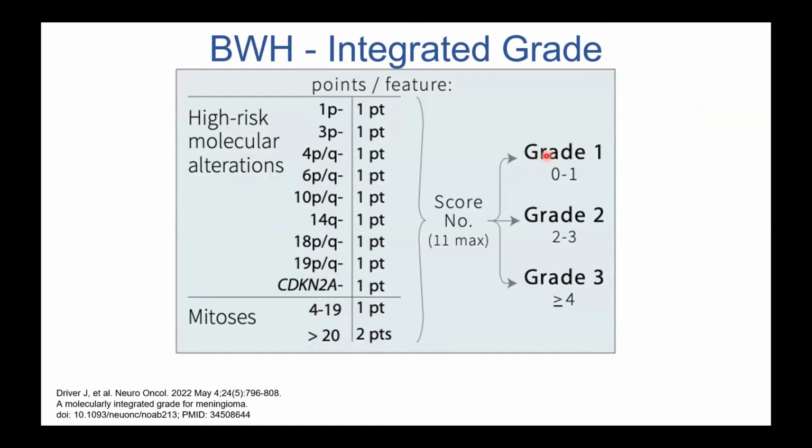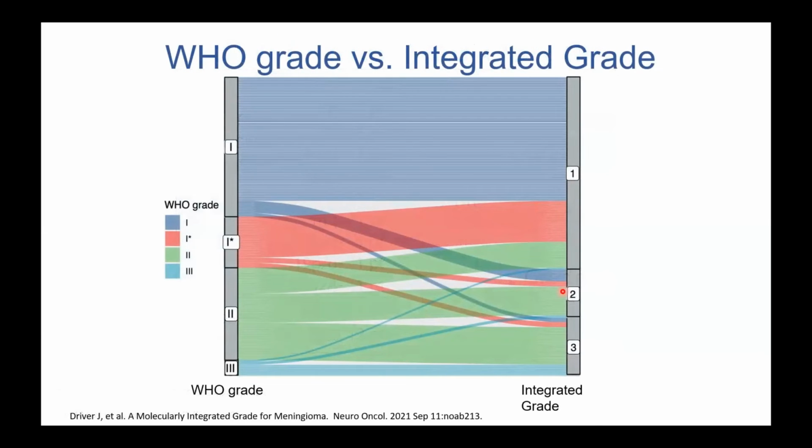Grade 1s are 0 to 1 of these events. So for instance, if a tumor has 4 mitoses but no other change, this would still be a grade 1 because there were no molecular changes associated with higher grade. Grade 2s have 2 or 3 points, and grade 3s for us have 4 or more points. Pretty straightforward, reproducible system for doing so.